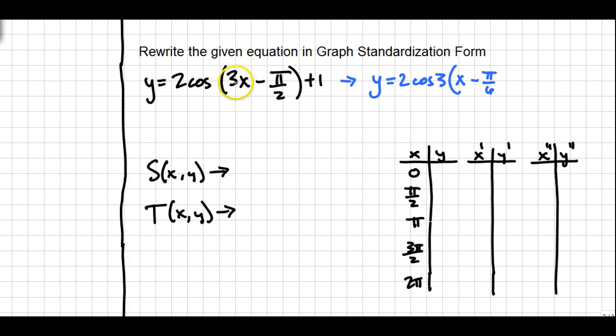So I had to factor out a 3. When you do that, you divide both pieces by 3. Negative pi over 2 times 1/3, which means the same thing, is going to turn it into pi over 6. And then I still have the plus 1 on the outside.